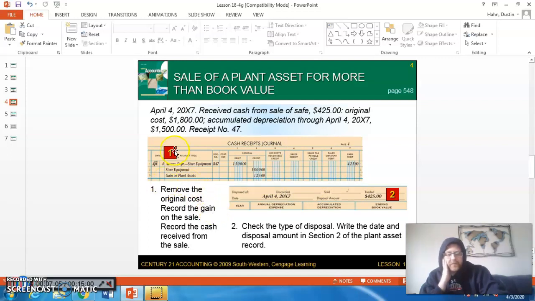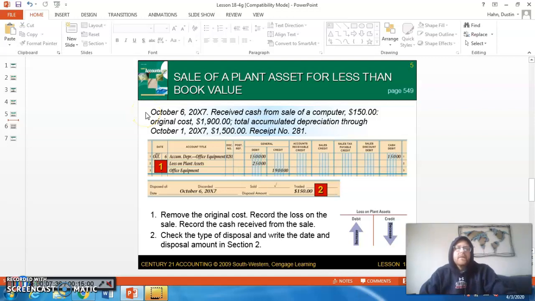So first step, remove the original cost, which is what we did. The original cost is 1,800. That's why it's now a credit. Record the cash received from the sale. We received this check for 425, so that's what we did. Check the type of disposal. We sold it for 425 on this date. So that's all you have to do for that part.